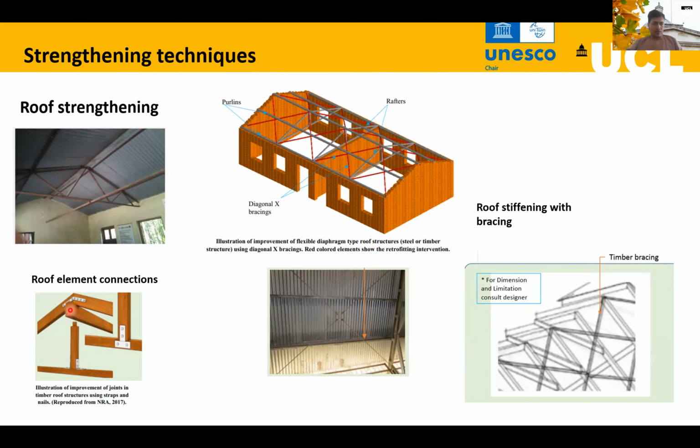And we can also improve the connections within the roof elements, for example using these metal nails or straps. This is a steel building, a steel roof structure, where you can again use diagonal X bracing, and this is a timber structure. So we can install diagonal braces and also strengthen the connections within the elements so that we stiffen the roof structure.